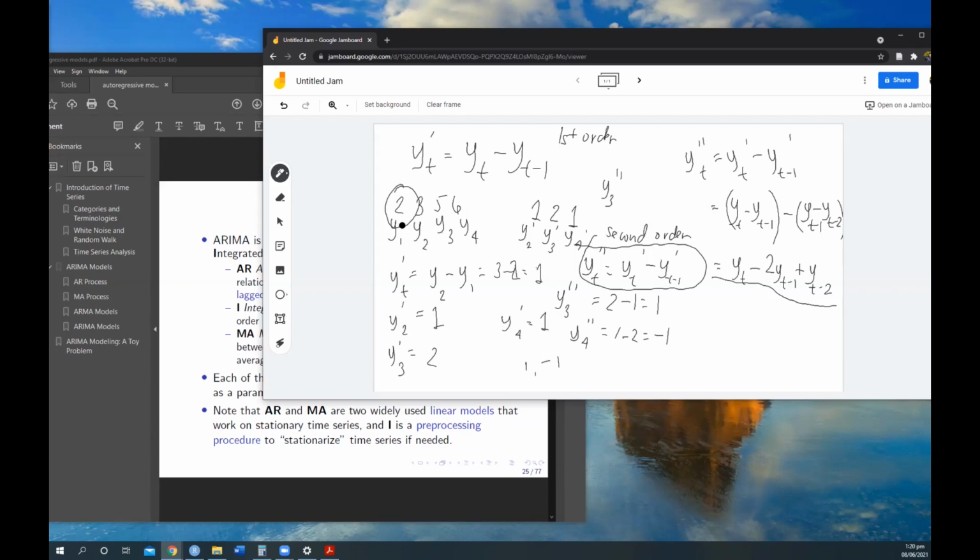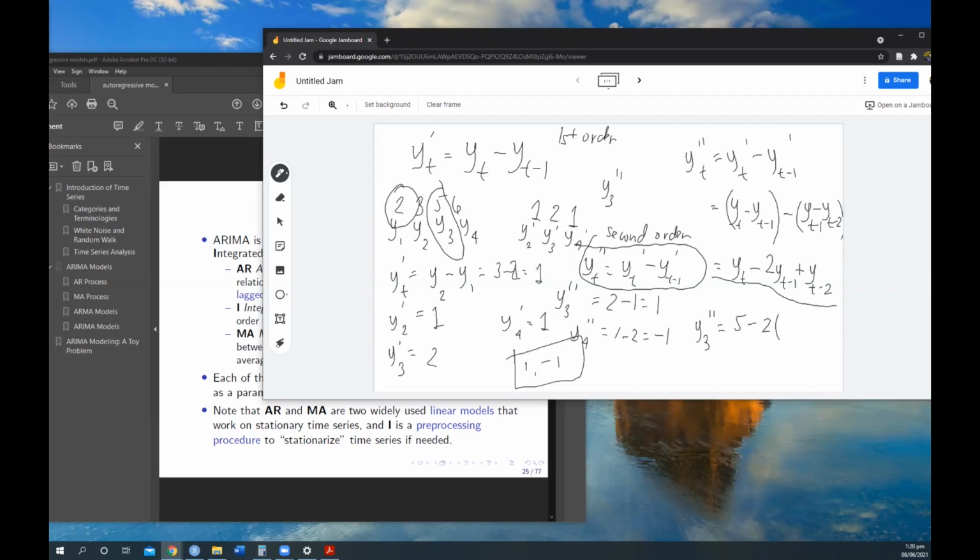Now let's try to see if we will obtain 1 and negative 1 from this formula using the original. Since second order na siya, mag-start siya muna sa 3, kasi wala naman tayong 0. So y3 prime prime equals, what is yt? We are looking for y sub 3. What is y sub 3 here? It's 5.